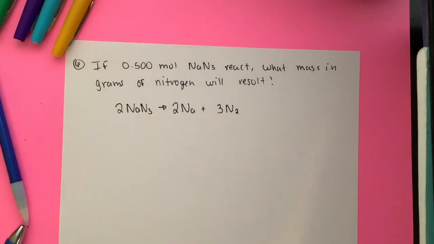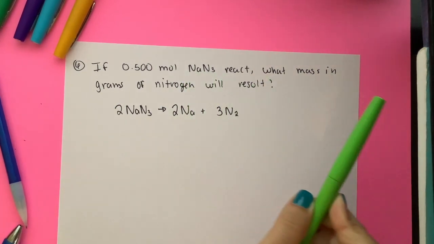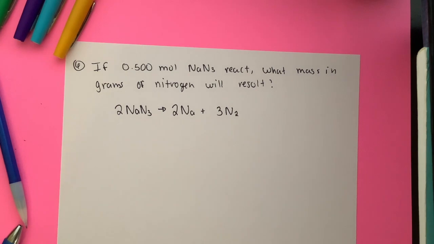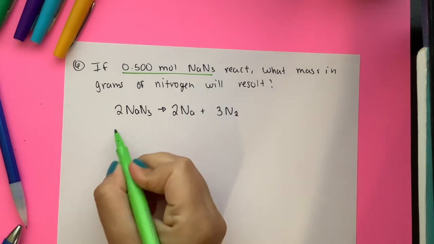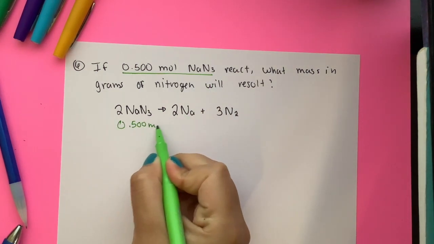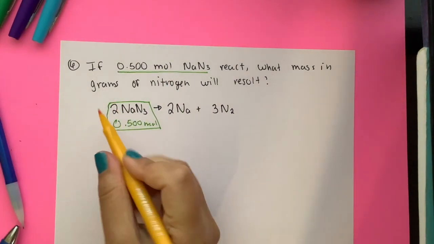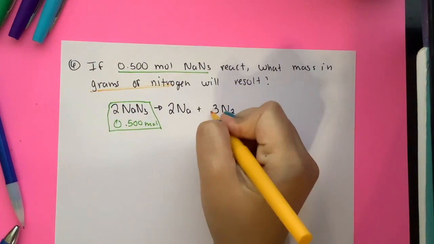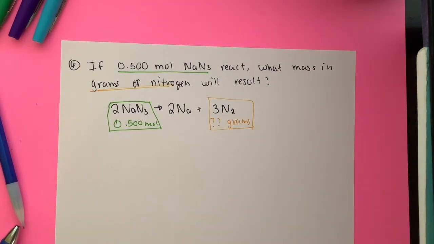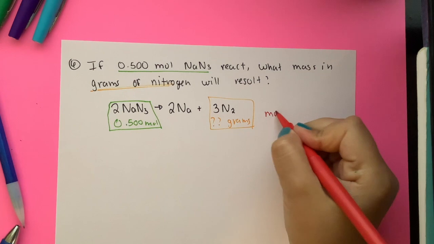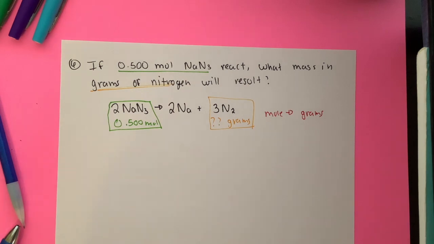And the last question, question 6. It says, if 0.5 moles of NaN3 react, what mass in grams of nitrogen will result? Okay, so they're giving us 0.5 moles of NaN3. So 0.5 moles. And they're asking us to find what mass in grams of nitrogen. Nitrogen, question mark, grams. Okay, so this question is giving us the information in moles. And they're asking us to find grams. There's going to be a mole to gram type of question.